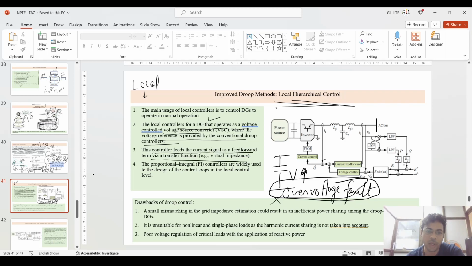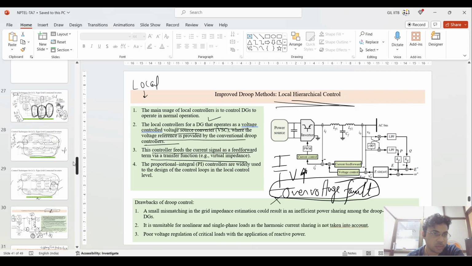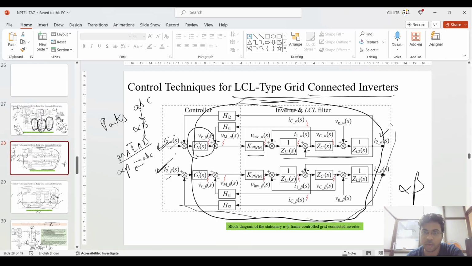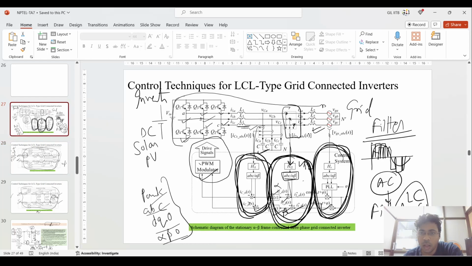Why? What is the meaning of this feed forward? Let me tell you by taking an example, which I have already told you.